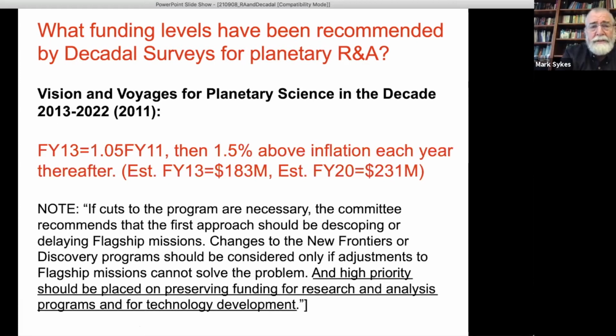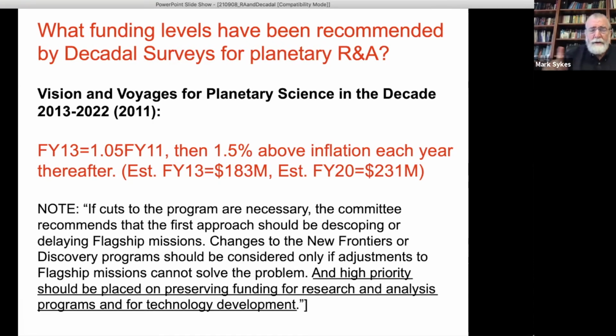In the last Decadal Survey, they said, okay, starting in fiscal 2013, increases at 5% over fiscal 2011, and then increase by 1.5% above inflation each year thereafter. Applying it to the programs that I've yellowed out on that previous page, that gets you starting out in 13 at 183 to about 231 in FY20. So about half of what the first decadal would have by their metric.